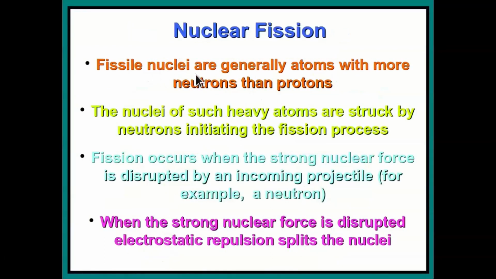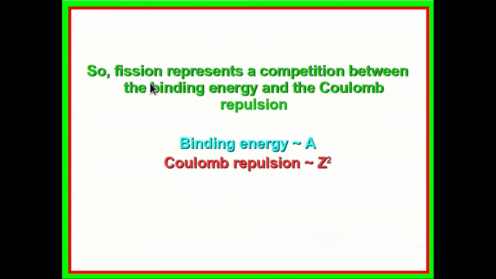Now these fissile nuclei are generally atoms with more neutrons than protons. The nuclei of such heavy atoms are struck by neutrons, initiating the fission process. Fission occurs when the strong nuclear force is disrupted by an incoming projectile, for example, a neutron. When the strong nuclear force is disrupted, the electrostatic repulsion splits the nucleus and the fragments are repelled and go away. Therefore, fission represents a competition between the binding due to the nuclear force and the Coulomb repulsion. We know that binding energy is proportional to A and the Coulomb repulsion is proportional to Z squared. There is a balance between these two, and when that balance is tilted, fission will occur.